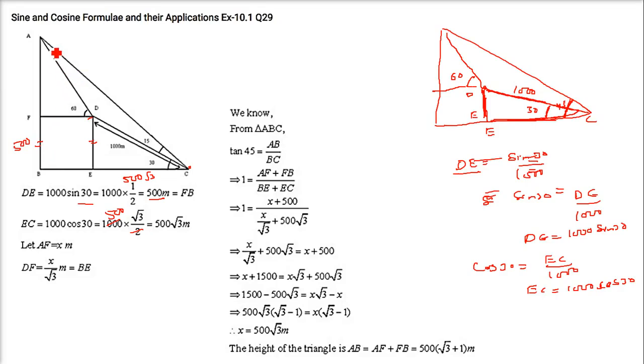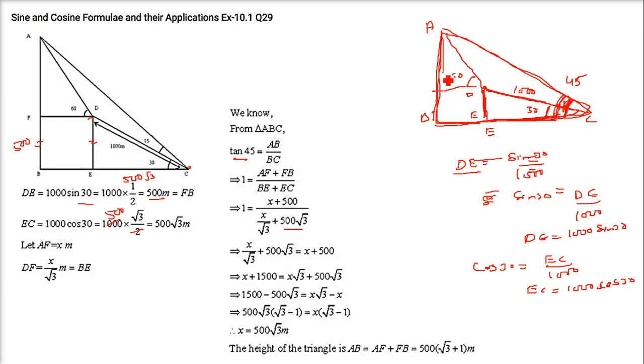Now taking this whole triangle, from here to here, taking A, B and C. What does this triangle give us? Tan 45. This whole angle is 45 degree. So tan 45 will be AB by BE plus EC. Tan 45 is 1, and BE we don't know, but EC we know, so 500 root 3 is EC.